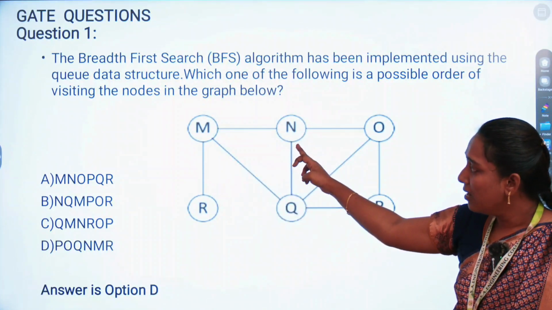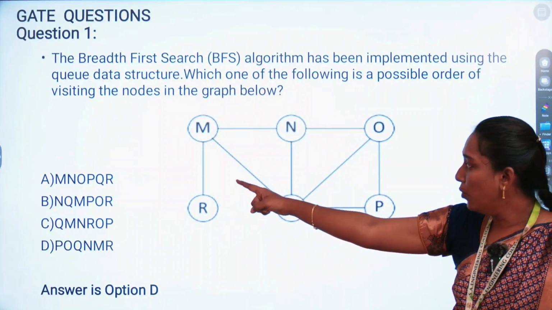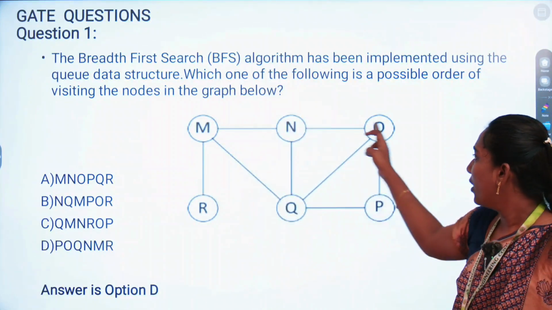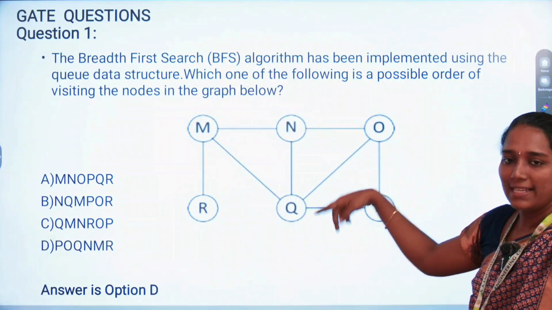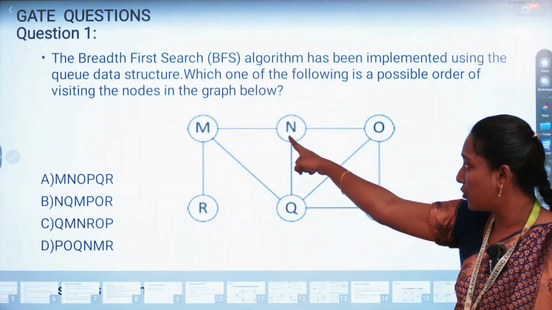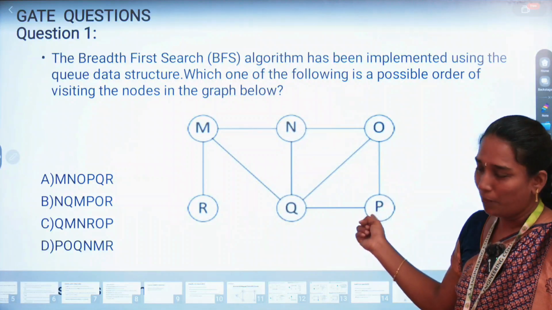Then from M it explores Q. Is Q present? No. Let us check for R. Is R present? No. So it goes directly to O. Hence it is a wrong option. If it starts with M, it should explore N, Q and R, and only then should it go to the next node.